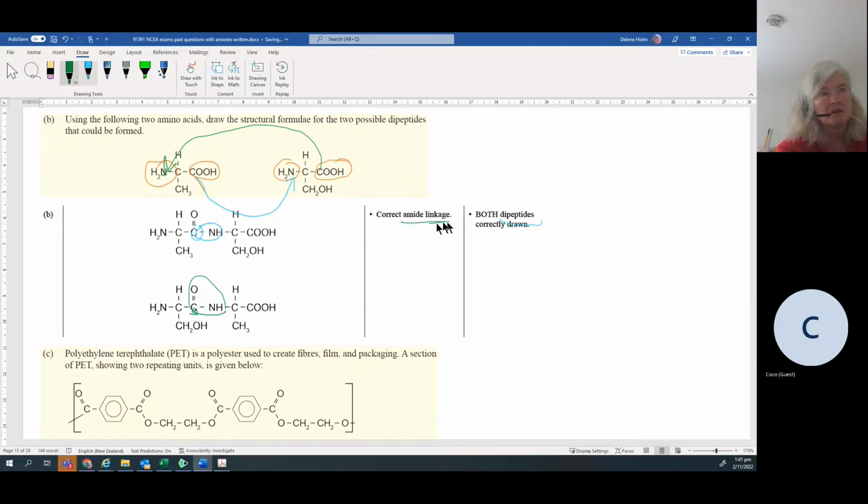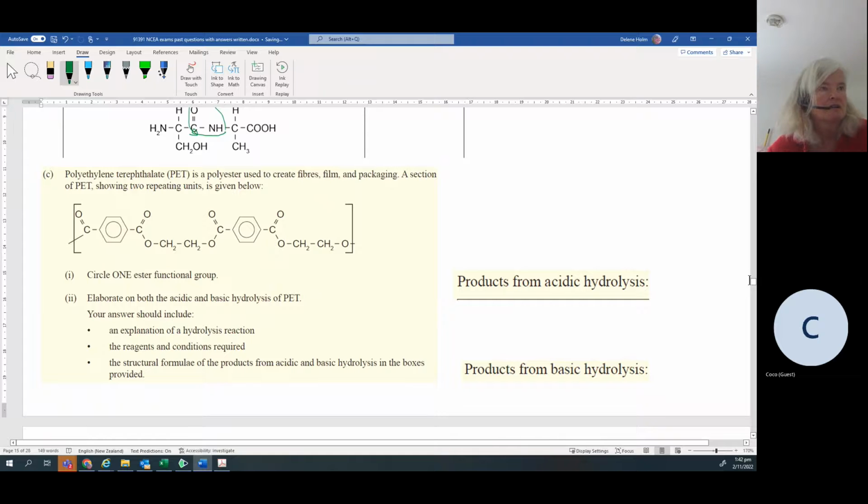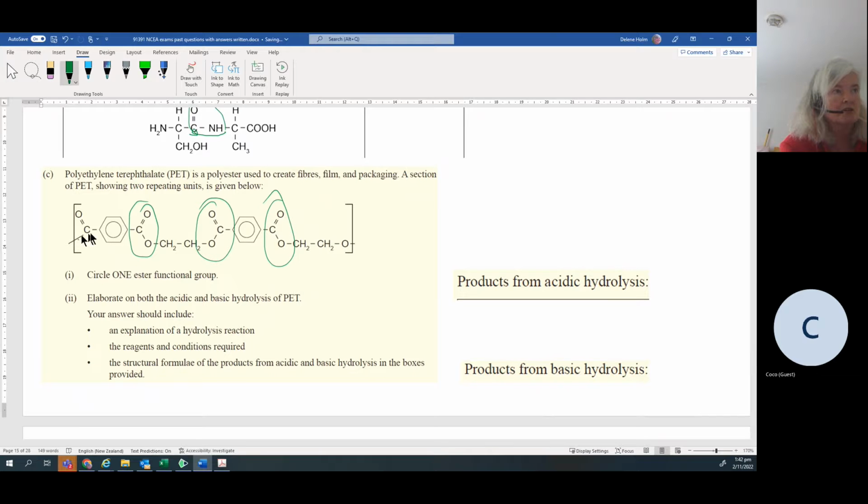So here, as long as you've drawn the correct amide linkage, C double bond O NH and so on, you've got your achieved point. Okay, this is an example of find the linkage. So, you know, there's an ester link, there's an ester link, there's an ester link. Don't circle those because those are only half there. And so a very common question is, when you've got either a peptide link or an ester link, what happens when you treat it with acid and what happens when you treat it with base?